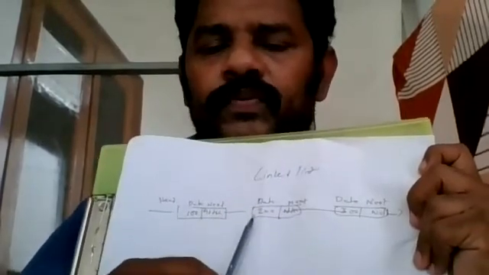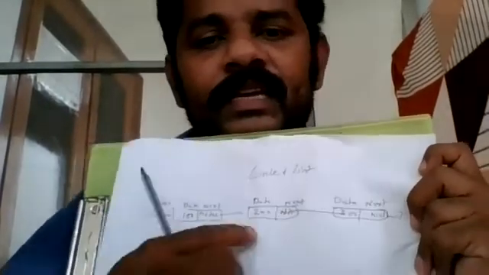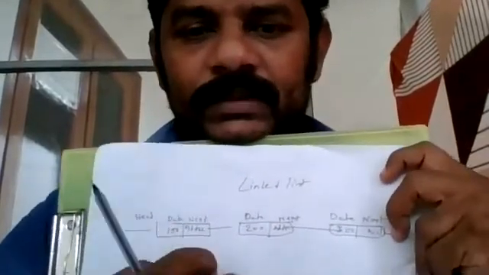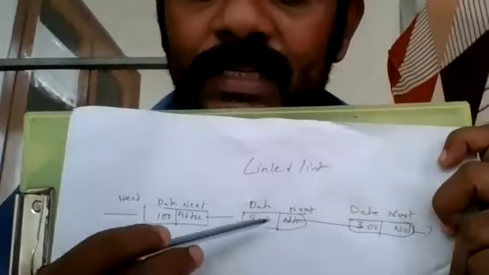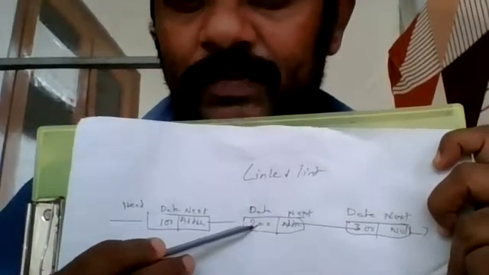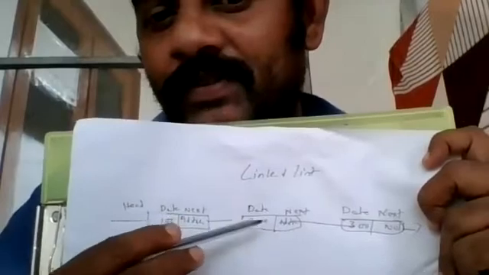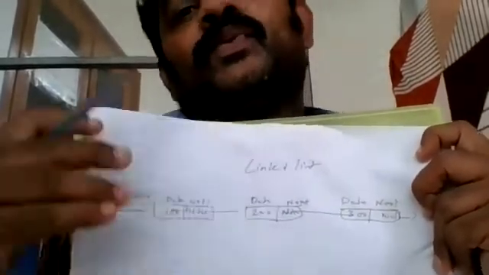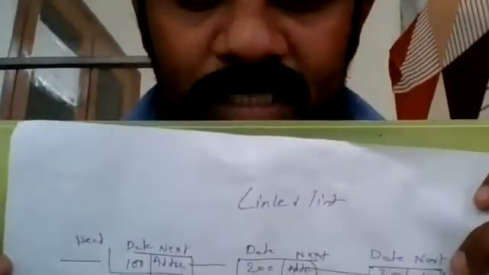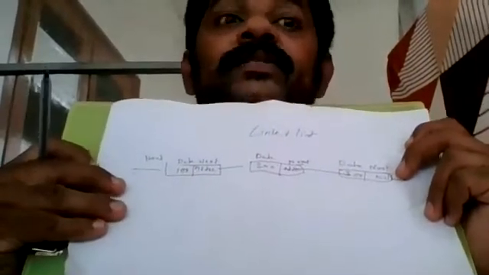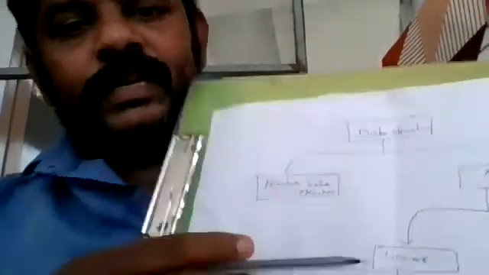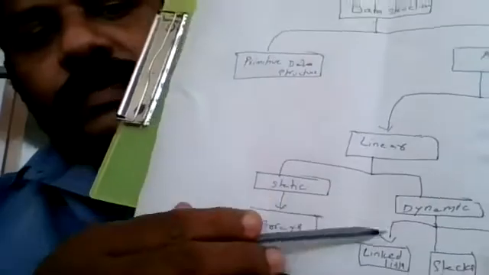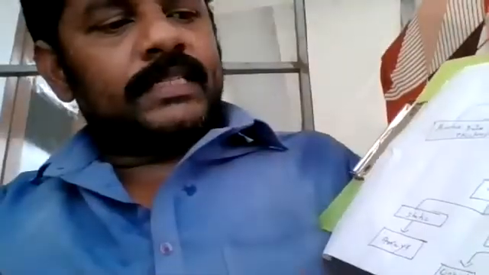For example, here 200 is deleted. 100 is identified by this element and 300 is identified by this element, with 200 removed in between. This is the advantage of the linked list. This is called a linear data structure in dynamic, that is, linked list. Next one, stacks.